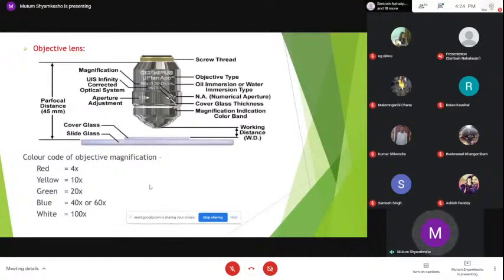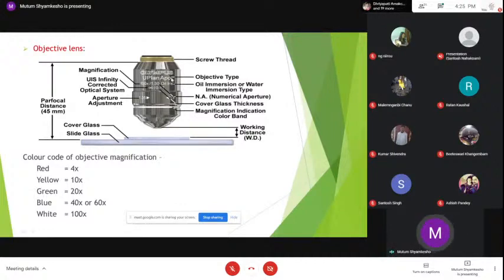when we are discussing the objective lens, on the body of the objective lens there are values and words which are engraved, and they have different significance. This engraving of the objective lens.